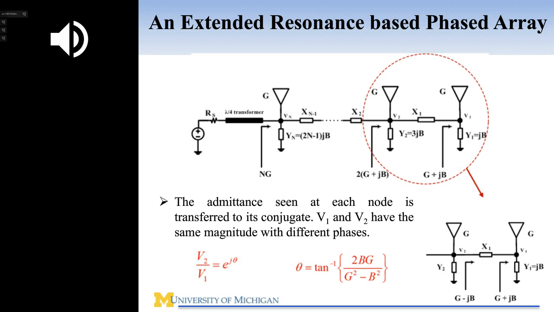That is, if we design an array, we progressively go through such structure, transfer admittance seen looking into the first antenna to its conjugate, add to the second antenna admittance, and transfer it to a conjugate, and repeat this. One can achieve equal array amplitude excitation, but the phase of the excitation will progressively change, depends on what JB is. And therefore, by controlling JB, for example, by using a varactor, one can then adjust the phase progression across the array elements and therefore steer the beam.